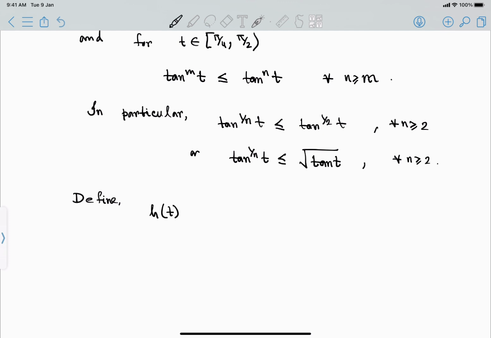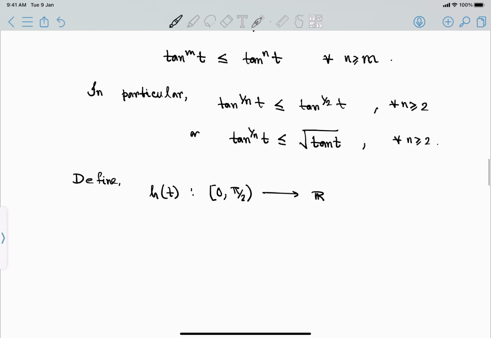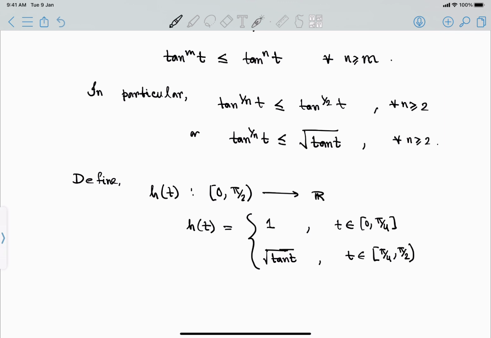So let's define a function h of t, which is a function from 0 comma pi by 2 to R. So h of t is 1 when t belongs to 0 to pi by 4, because we are bounding on 0 to pi by 4 by 1, and from pi by 4 to pi by 2 we bound it by square root of tan t. So we have defined h.